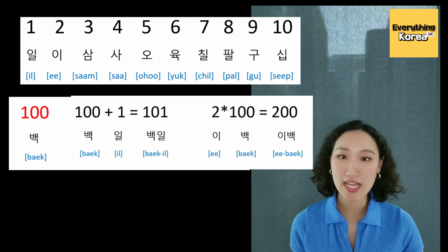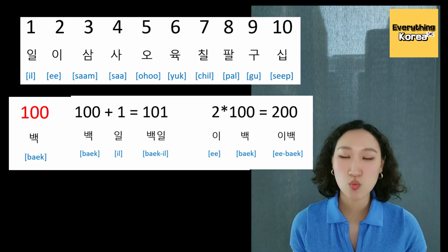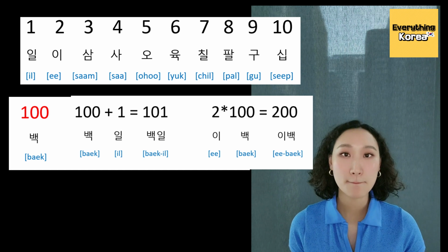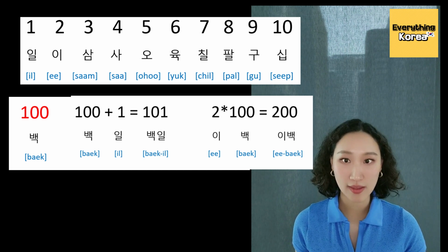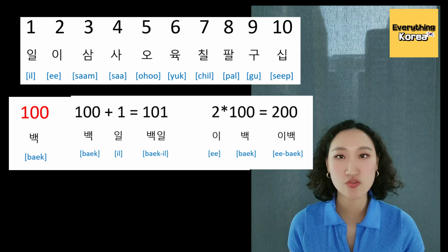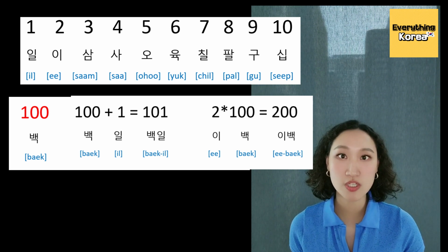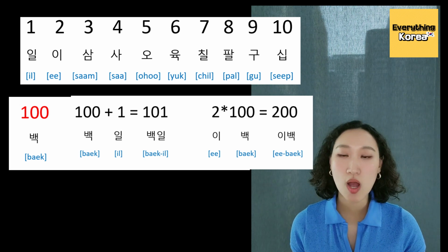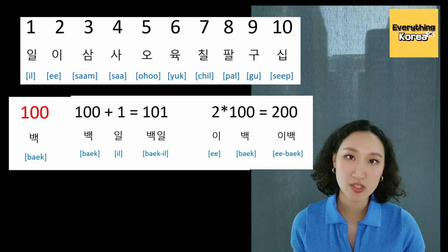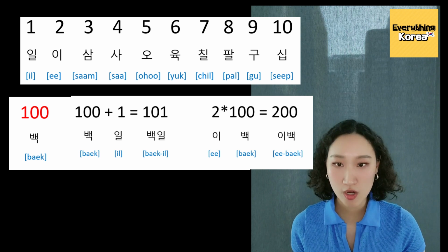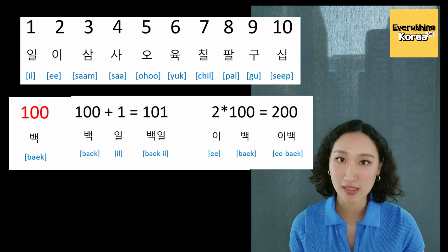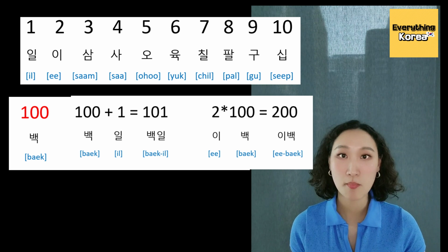Okay, then let's do some bigger numbers. Here's 100. In Korean, 100. Unfortunately, the rule does not apply here, so you gotta memorize this. Then the same process again. 100 plus 1 equals 101, right? For 102 is 102. Then 103, 104, right?